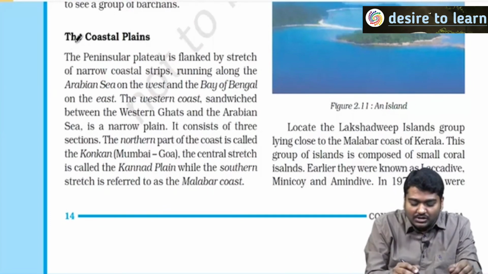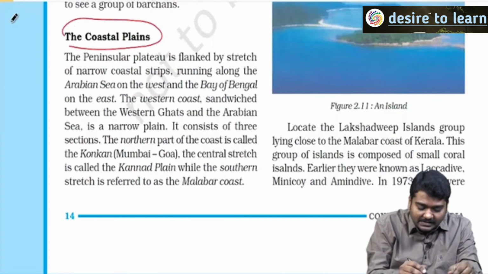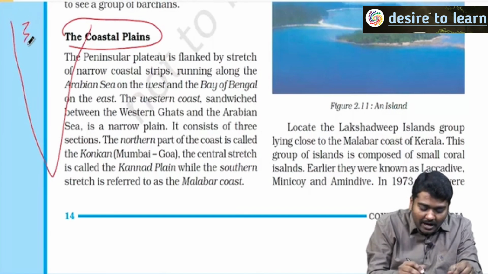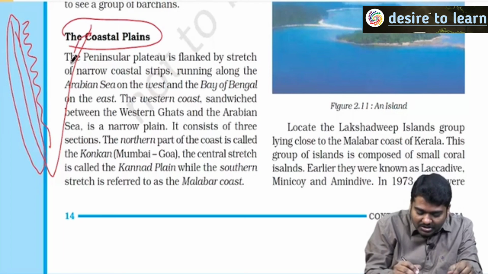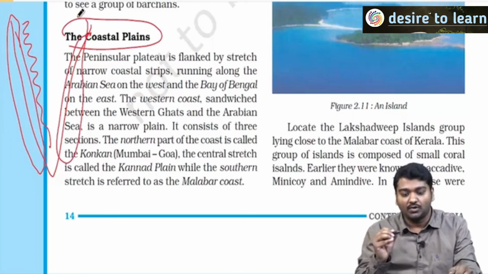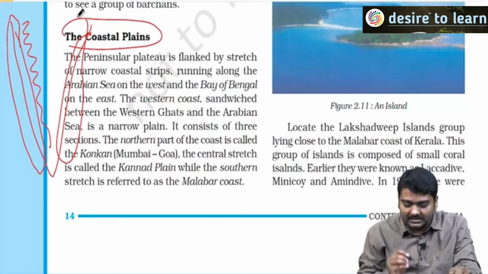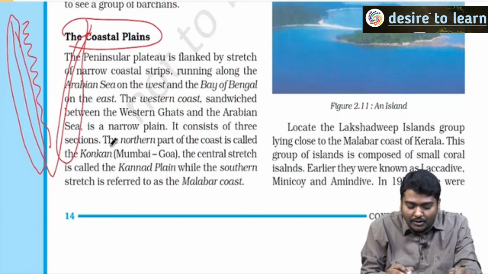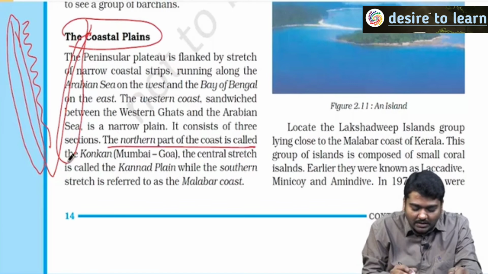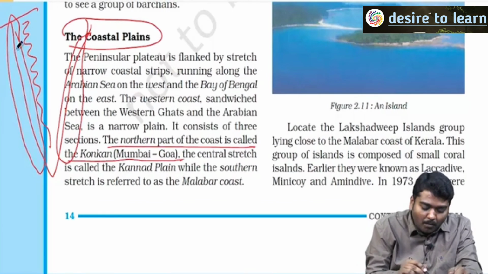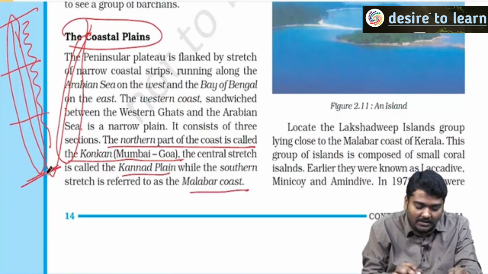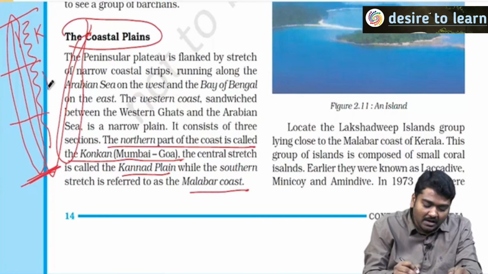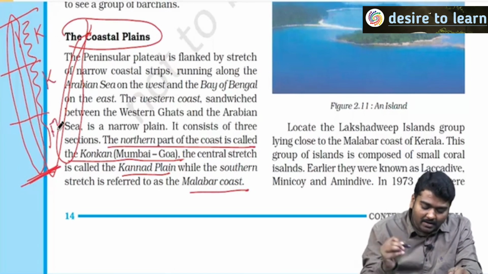Next, let us take the coastal plains. When I talk about the coastal plains, if you have India, if you have Western Ghats, the region to the west of Western Ghats and the region to the east of Eastern Ghats is called coastal plains. So when I am talking about this, I need to understand that the northern part of the coast is called Konkan coast between Mumbai to Goa. And then it is called Kannada coast or Kanara coast, and then you have Malabar coast at the bottom. This is your Konkan coast, Kanara coast and Malabar coast.